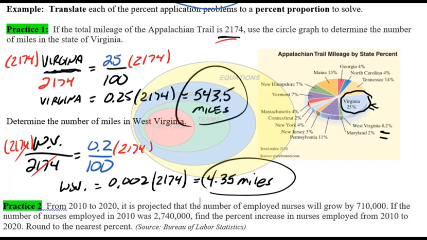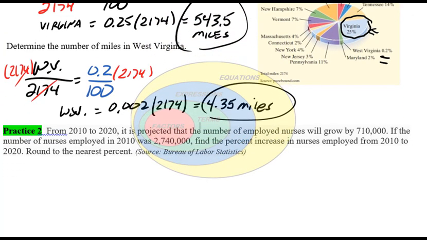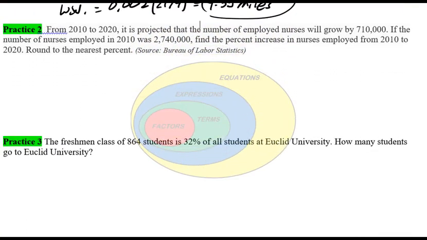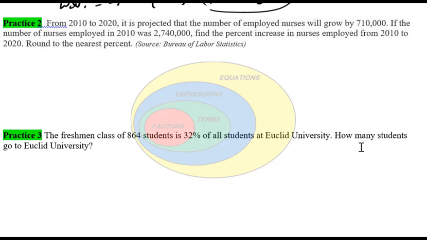All right, let's try another example. Again, we just want to determine the ratio that the percent defines. If we look at these two problems, in 2010 to 2020, it's projected that the number of employed nurses will grow by 710,000. If the number of nurses employed in 2010 was 2,740,000, find the percent increase in nurses employed from 2010 to 2020, rounded to the nearest percent.